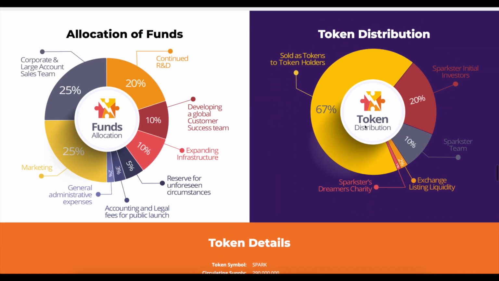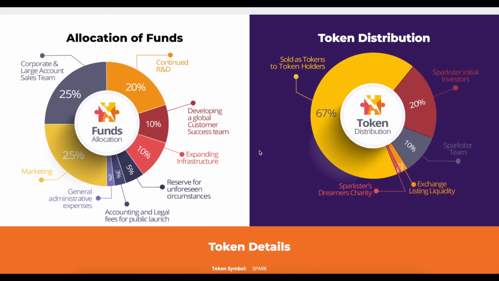Then we have this token distribution. This is how they will distribute the tokens. So 20% of tokens are for initial investors, then 10% are for the Sparkster team, 2% are for exchange listing liquidity, 1% is for charity, and 67% is for sale. I really like this allocation. This is a good allocation done by the Sparkster team.